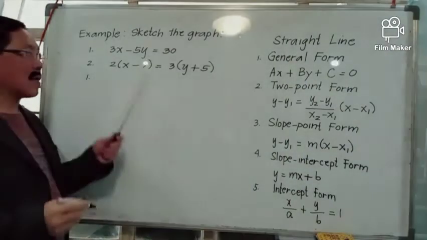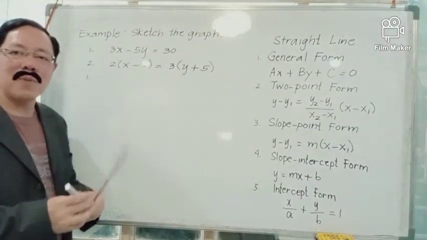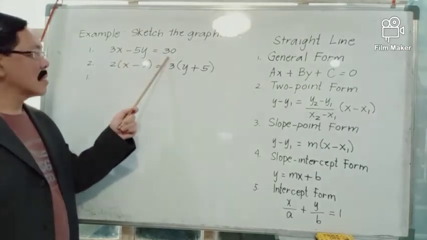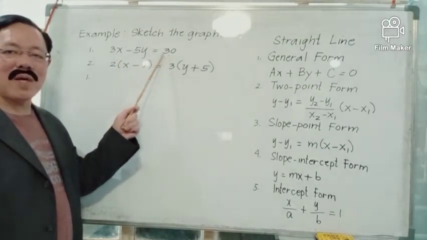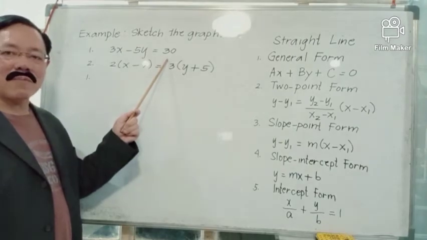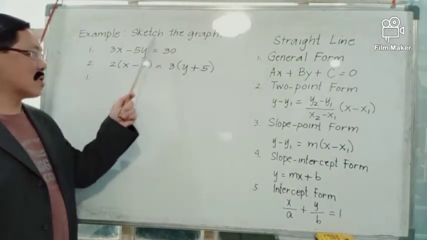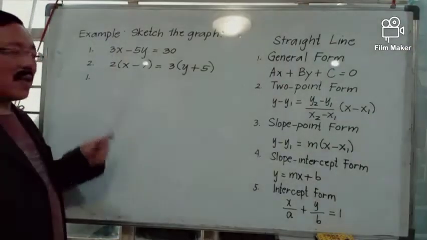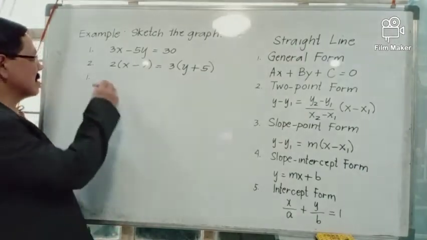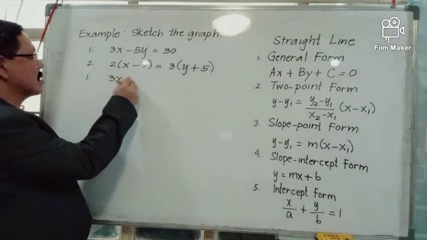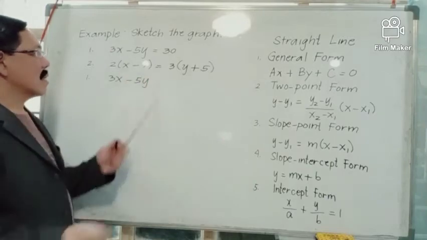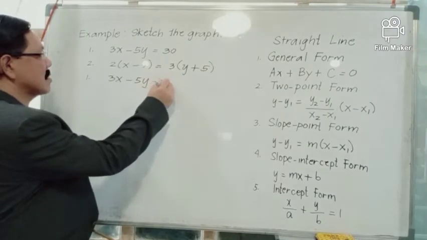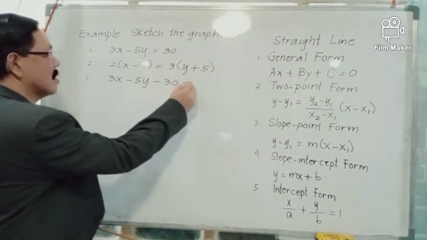For number 1, to write this in general form or standard form, we simply transpose 30 to the left-hand side. When we transpose 30 to the left-hand side, we take the opposite sign of 30. Since 30 is positive, it becomes negative 30. From the left, we have 3x minus 5y, and positive 30 transposed to the left-hand side becomes negative 30, equals 0.